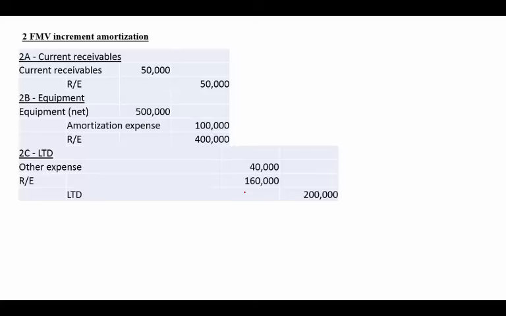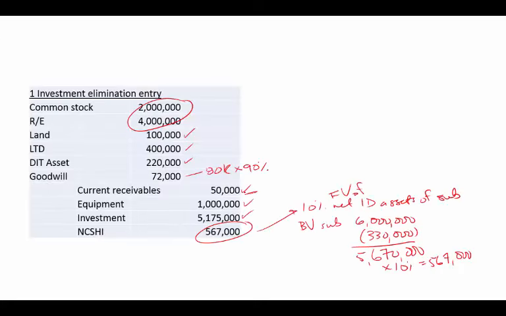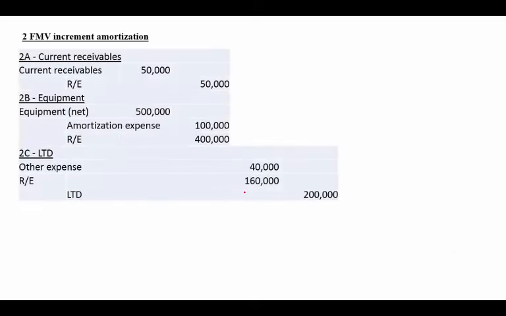Long-term debt is often one that we reverse our entry on, so let's do our double check, jump back to our investment elimination entry, and we can see we debited long-term debt on our investment elimination entry to come down to our fair value. And now we're crediting long-term debt in order to amortize our fair value increment. So always the opposite effect in step 2, our increment amortization.